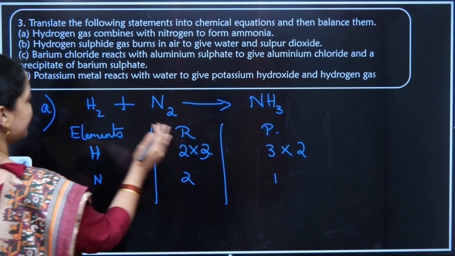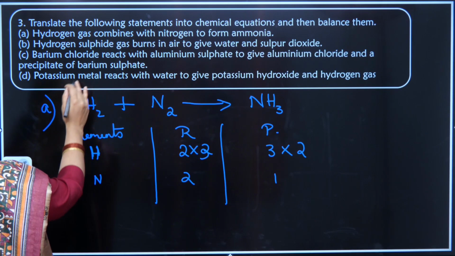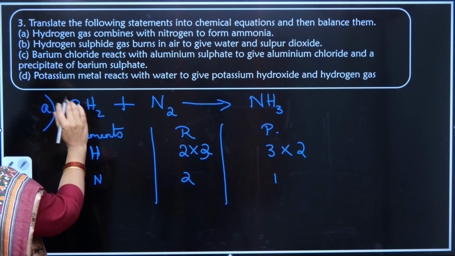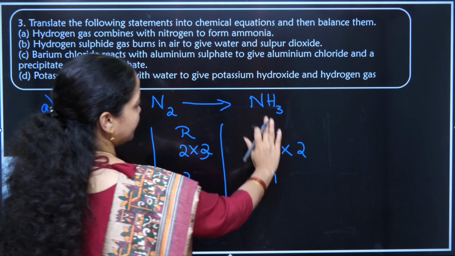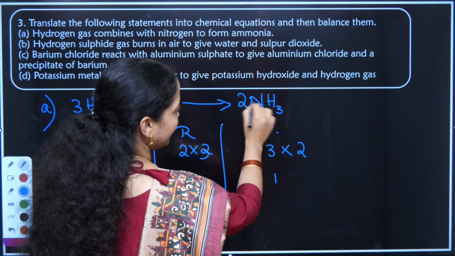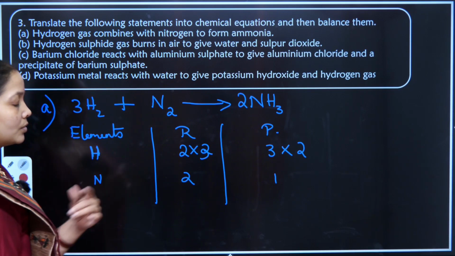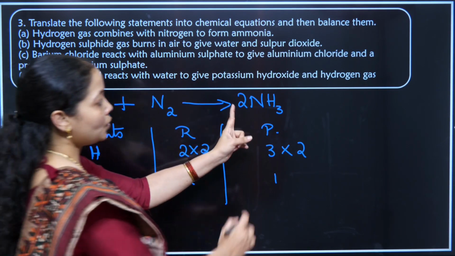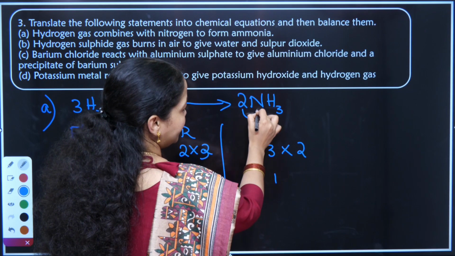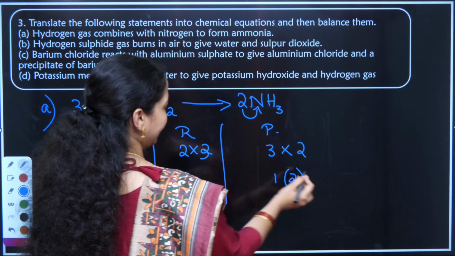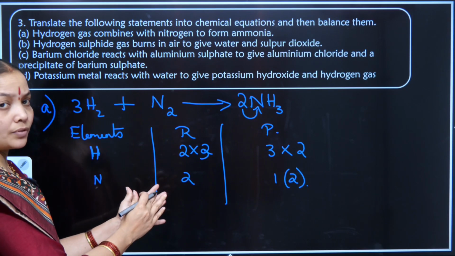So I'll place this in front of the element. Hydrogen is present here, so I have to write a 3. Now the count of hydrogen is 6. Hydrogen is present here in NH3, so I'll write a 2. The count of hydrogen is 6 now. So on both sides I have 6 hydrogen, 6 hydrogen. This 2 placed in front of ammonia is changing the count of nitrogen also. So nitrogen turned 2. On my reactant side, nitrogen was already 2.